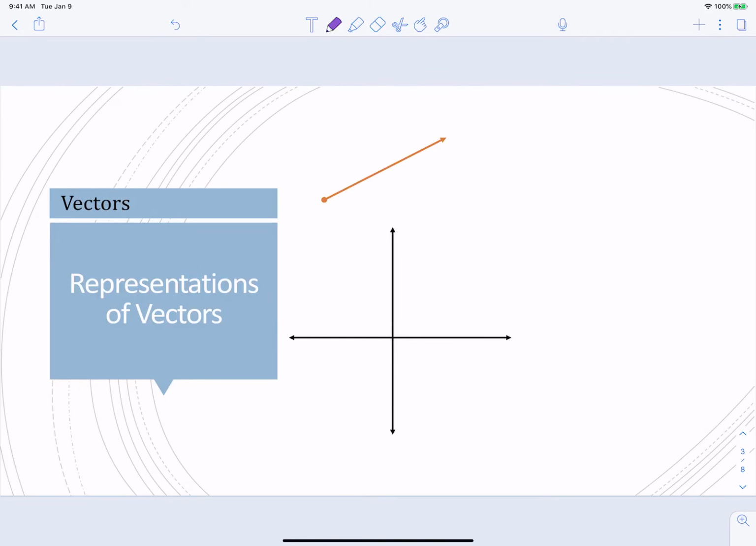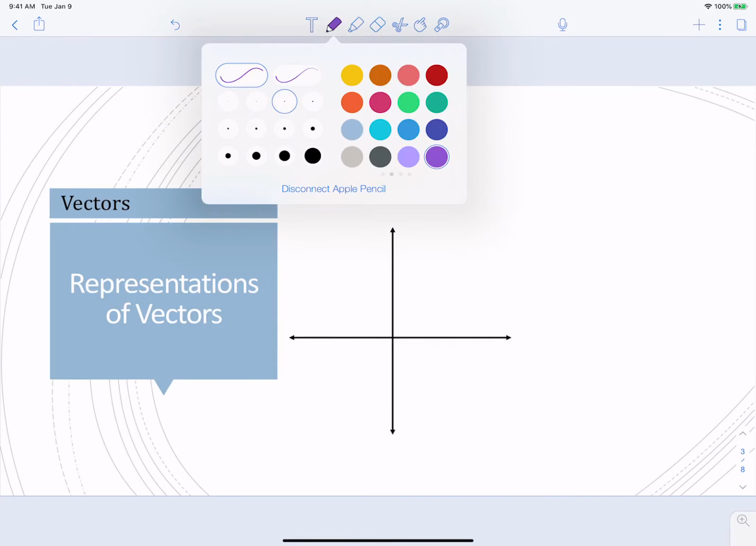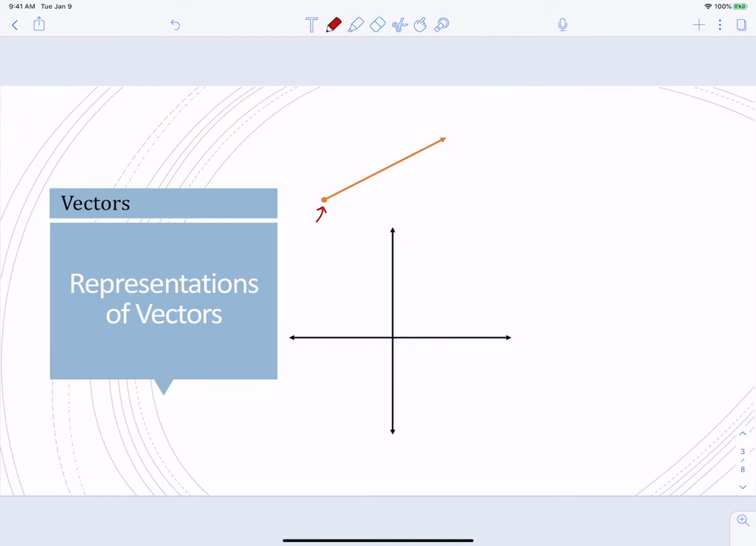Okay, so there's a couple different ways that we can represent vectors. So let's take a look at that. We've got our arrow here, and I'll grab a different color. The start is the tail, the end is the tip, and then this distance that it travels is its magnitude. And that is just a fancy word for its length. So don't think that it's anything fancy. And that direction that it's going is from the tail to the tip.